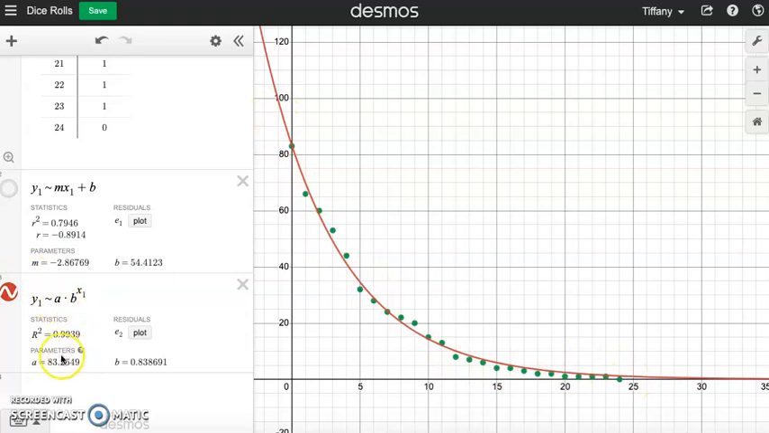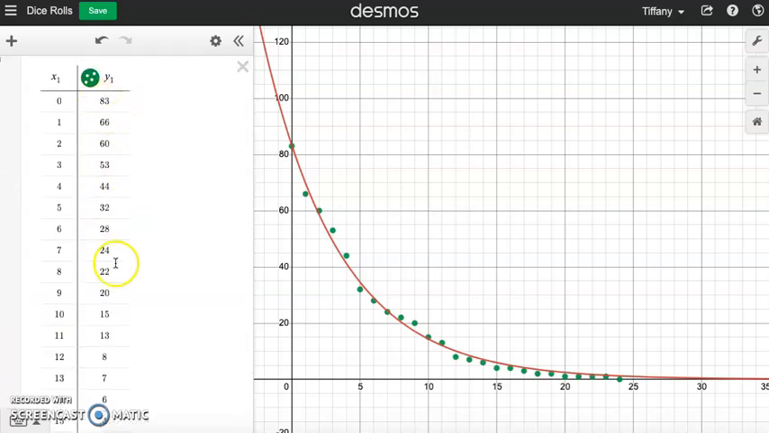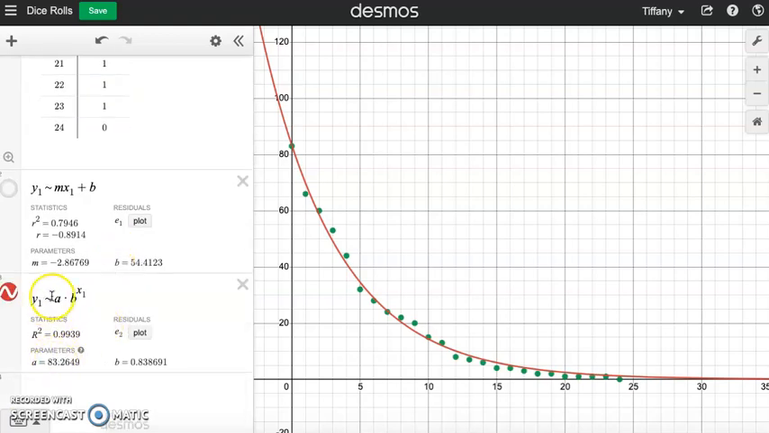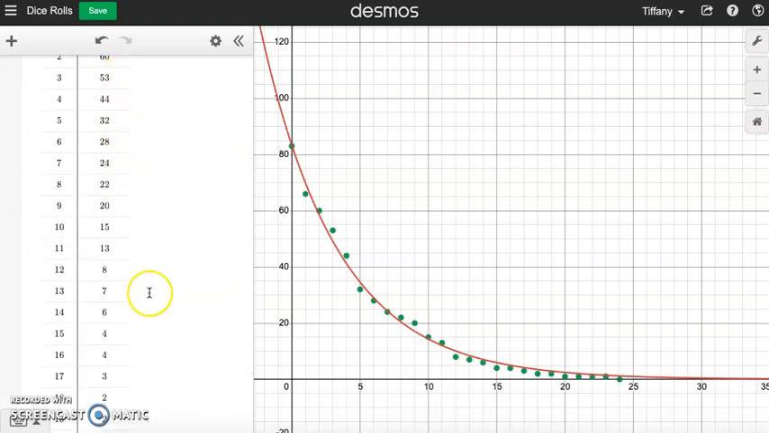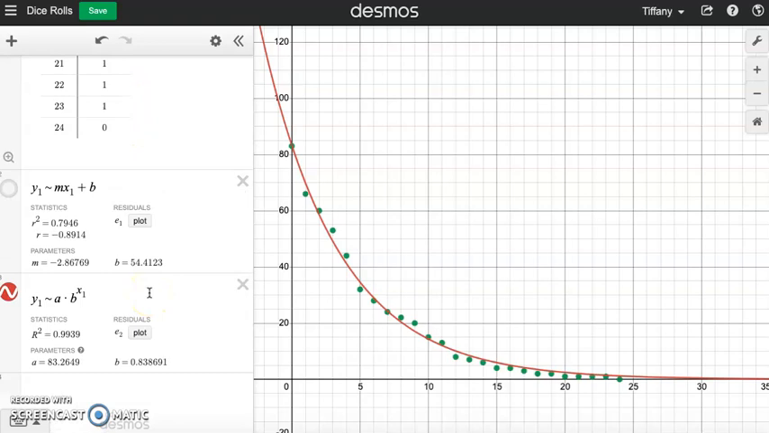The one thing I will want to point out, you see how this a value is 83-ish? That seems to make sense. Our starting value is just about 83. So that's a good sign that our starting value is on track. And our b value is what we would multiply each number by to get to the next. Now, if you think about rolling the dice, each time you shake it, what percent of them are going to come up as 1 dots?